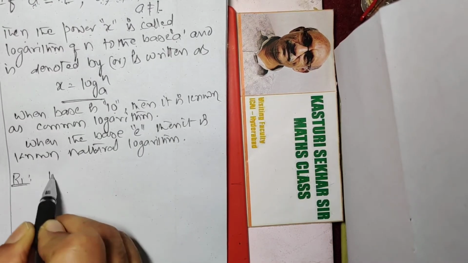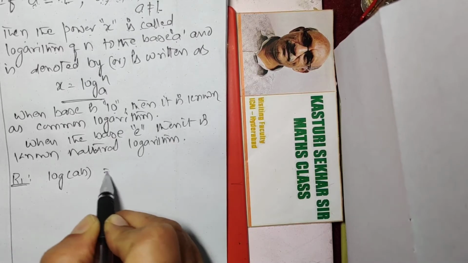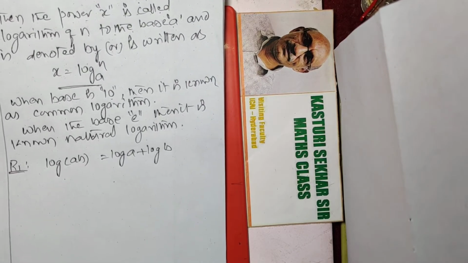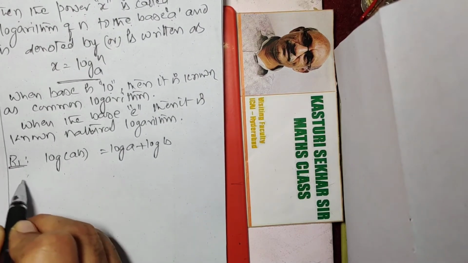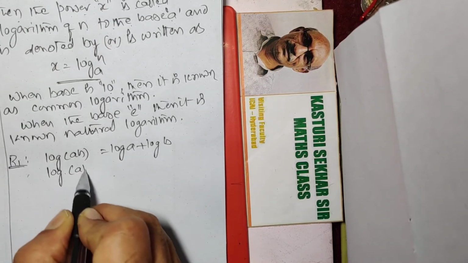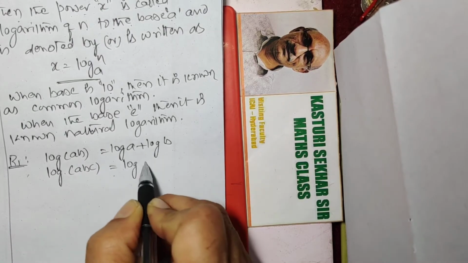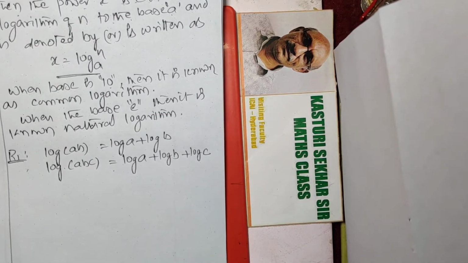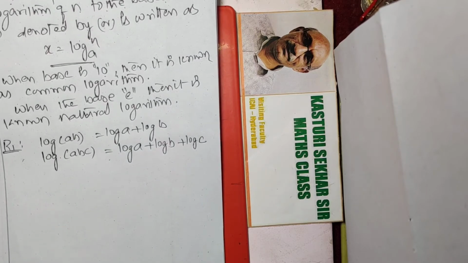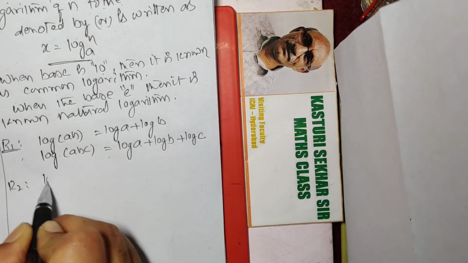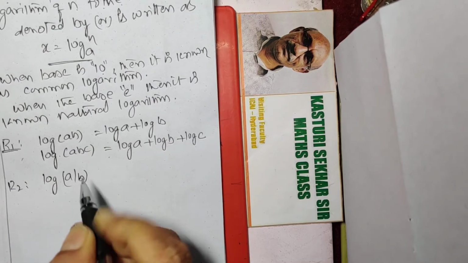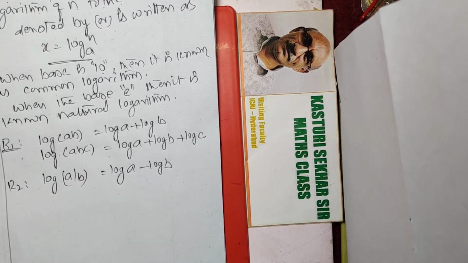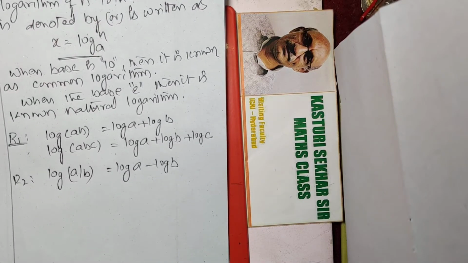Result 1. Log AB can be written as log A plus log B. You can also write three numbers: log ABC can be written as log A plus log B plus log C. Result number 2. Log A by B can be written as log A minus log B.